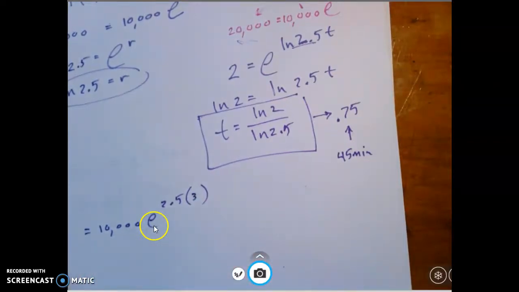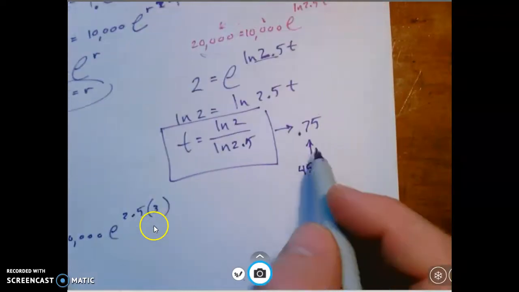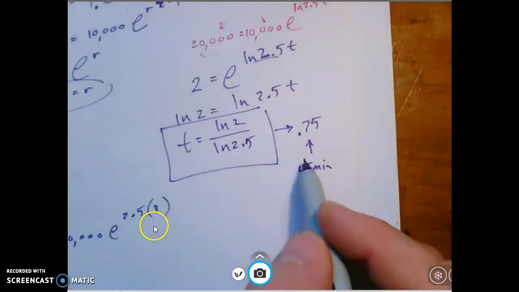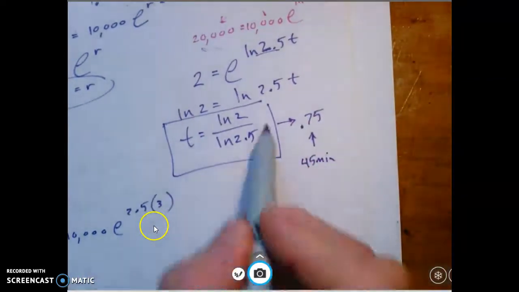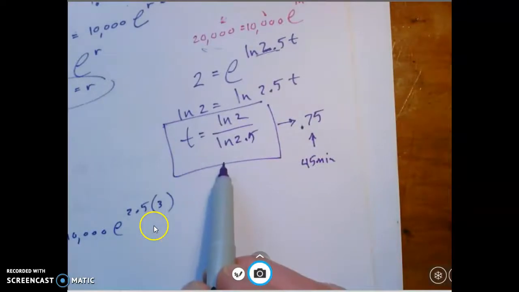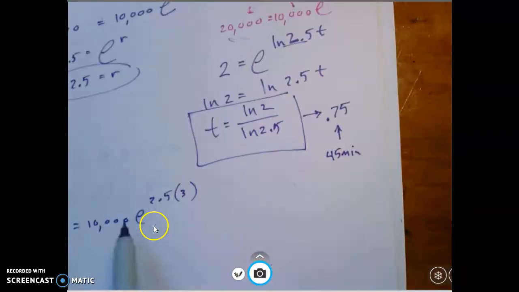Now remember, this doubles every 45 minutes, and we're talking 3 hours. So what we're really talking about is this doubling 4 times, from 10,000 to 20,000, 20,000 to 40,000, 40,000 to 80,000, and 80,000 to 160,000. Now it's not exact. This is about 45 minutes, about 0.75, so used exactly it gives slightly different decimals, but it's going to double about 4 times.